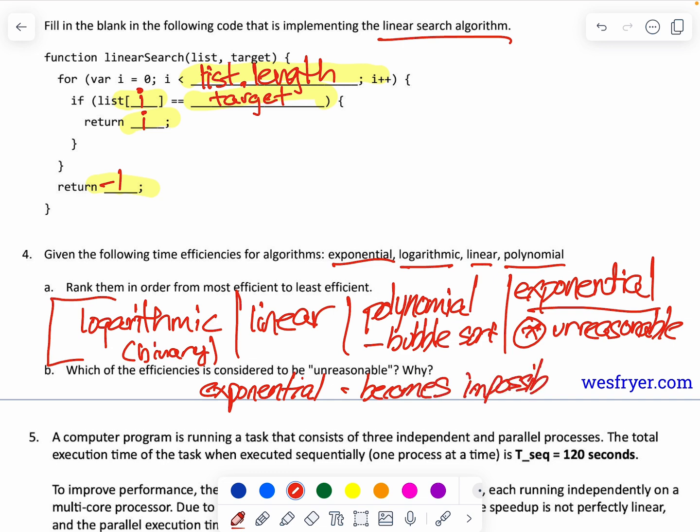Because the search terms and the size of the calculations become impossible to calculate because it just grows so quickly. It becomes unwieldy and just ginormous, okay?